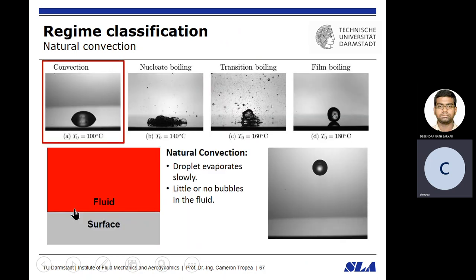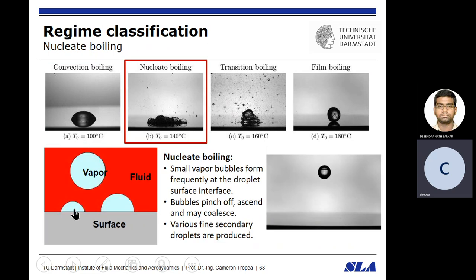So the first region is, if it's not too hot, say 80 degrees, the water just goes down and splats, and then you just get some convective cooling. Things start to evaporate because it's hotter than the surroundings. So that's what we call natural convection. Then we have nucleate boiling. Now the surface is hotter than the boiling point, so you get little bubbles, and you get some latent heat.